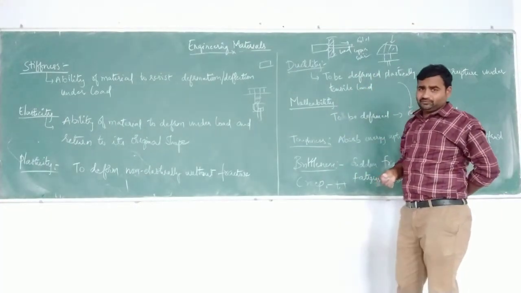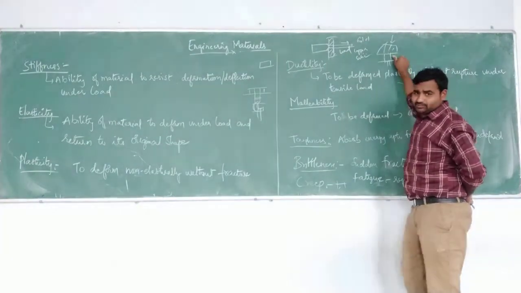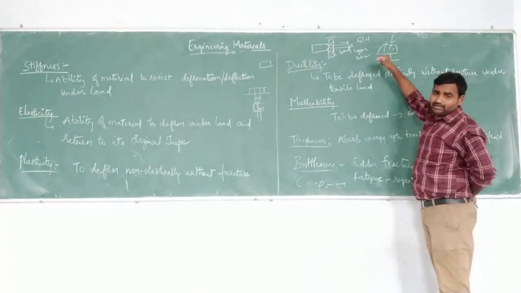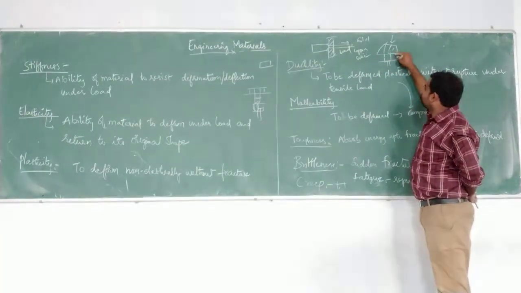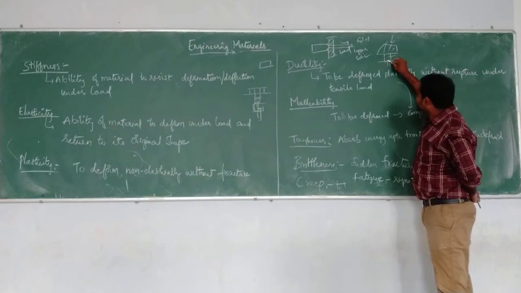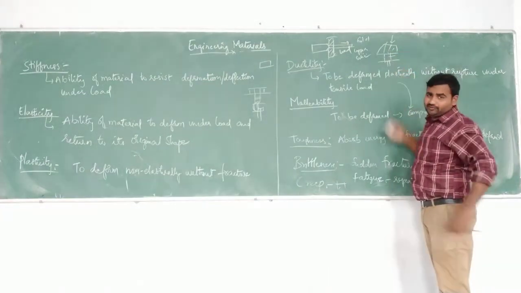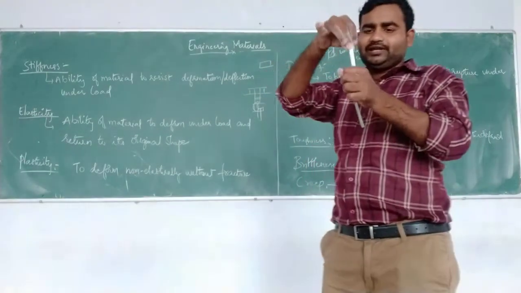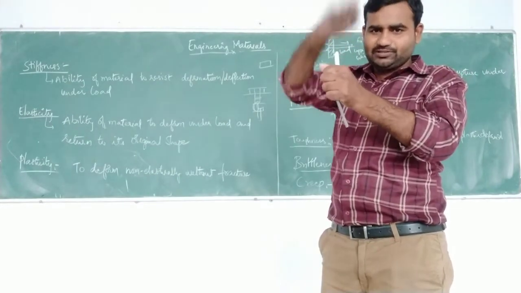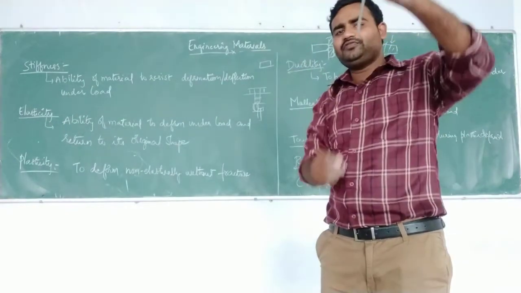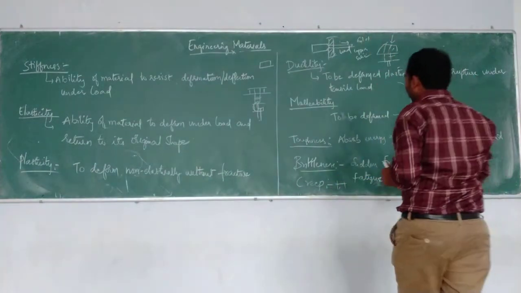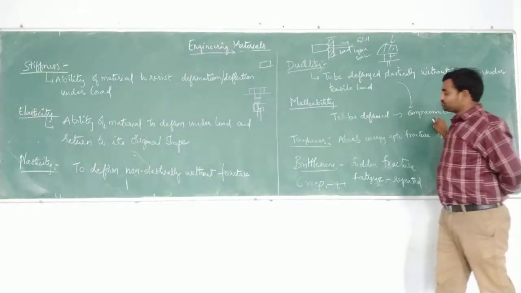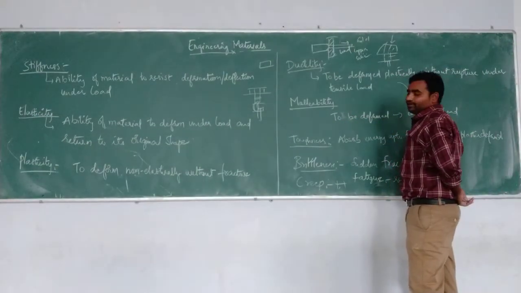For example, a blacksmith, if you know the person who is doing blacksmith work, what happens? This material will be heated and he will keep hitting on it, so that the shape of this material changes according to the required shape. Let us assume the diameter is more and he is beating from the top, applying compressive load, then it becomes in the shape of this small rod. This is also called malleability. Malleability is the ability of the material to deform under compressive loads.